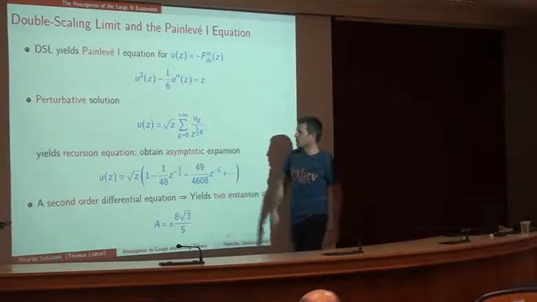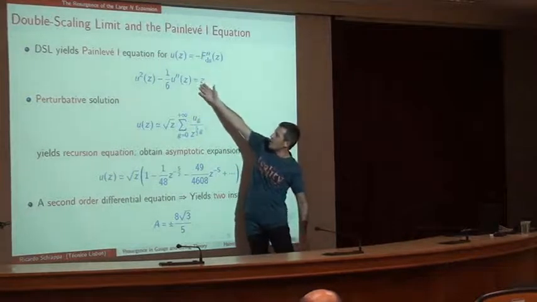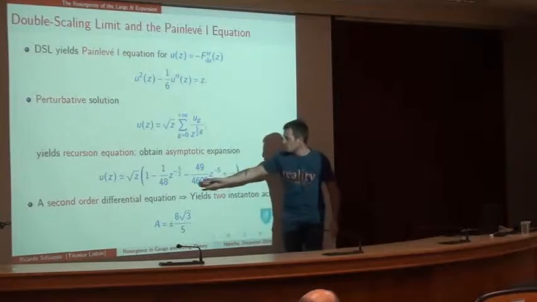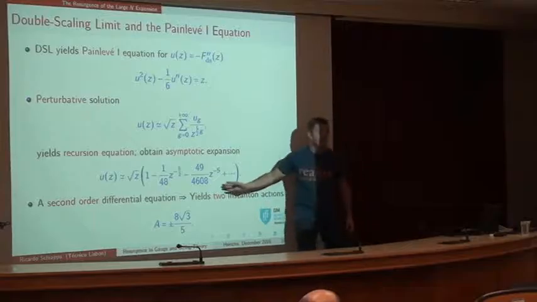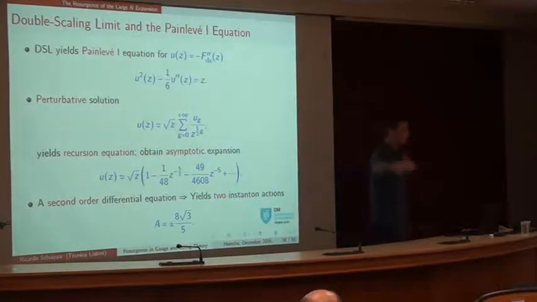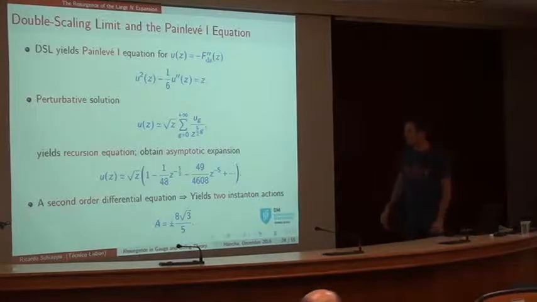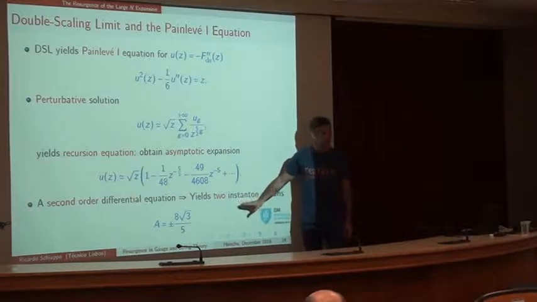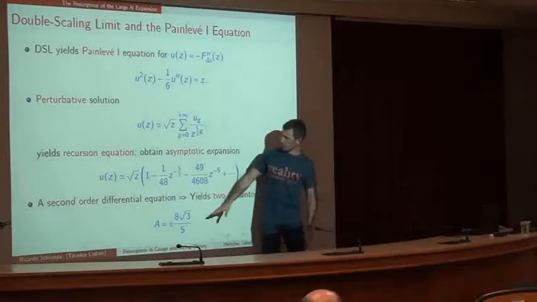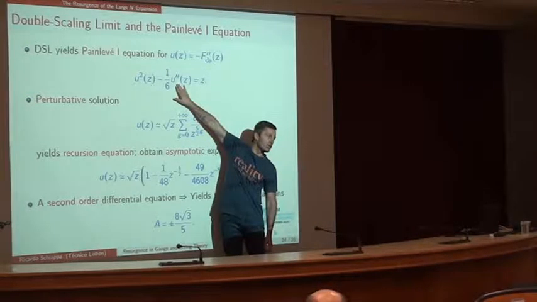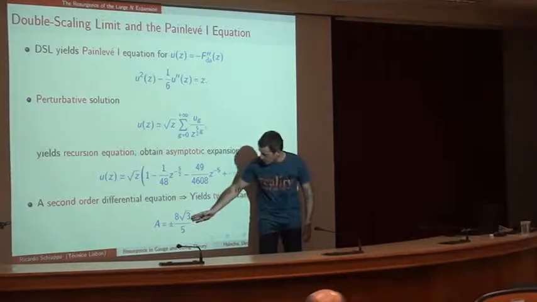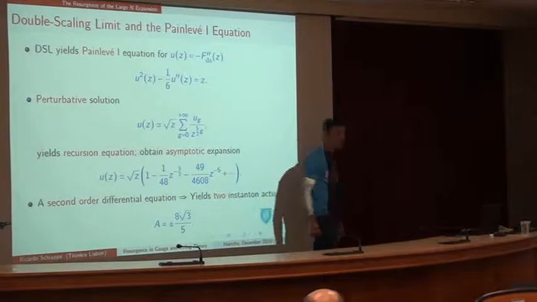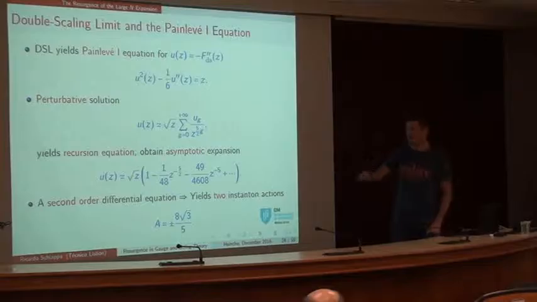It has a perturbative solution. You can just plug this back into the Painlevé equation and extract the coefficients. The first few look like that, and they grow as (2g) factorial. So they have the standard string theoretical factorial growths. Now it's easy to see why there are two instanton actions. The reason is that this is a second-order differential equation, and in fact, it turns out that if you just plug the answers in, it's symmetric. It has symmetric roots. There's the plus A and the minus A.